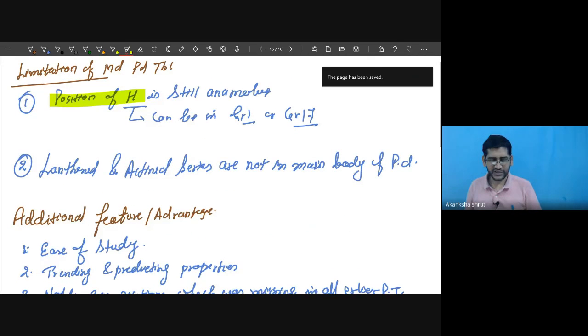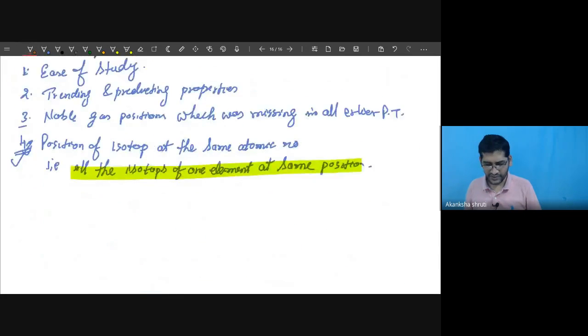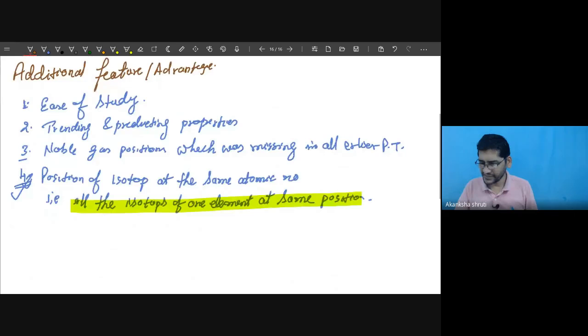So this was all about our periodic classification of elements. If any of my students have any doubt, they may ask. I hope you might have enjoyed the longest class of the year. I hope so.